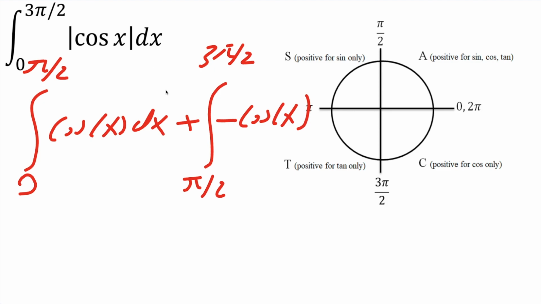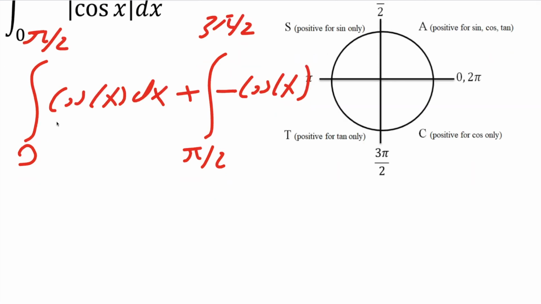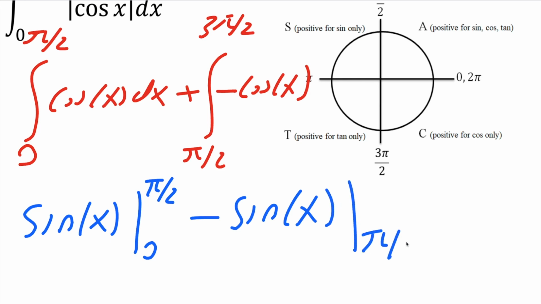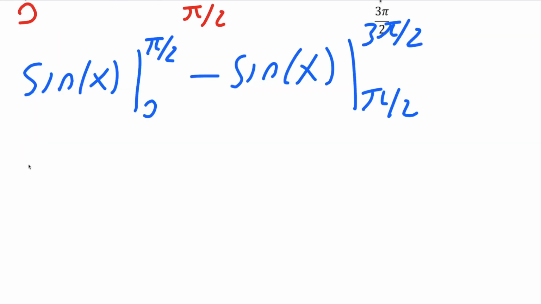And now we have a regular kind of definite integral. So the integral of cosine x would be sine x, and it's being bounded from 0 to pi divided by 2, plus the integral of negative cosine x, which would be negative sine x. So we can put negative sine parentheses x, and it's being bounded from pi divided by 2 to 3 pi divided by 2. So now we just got to plug it in.